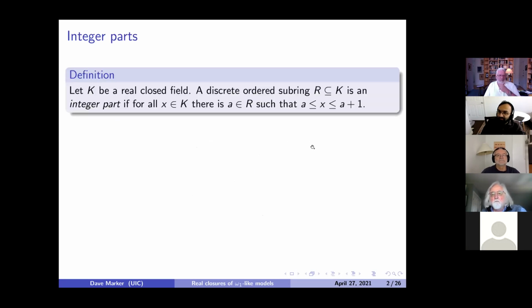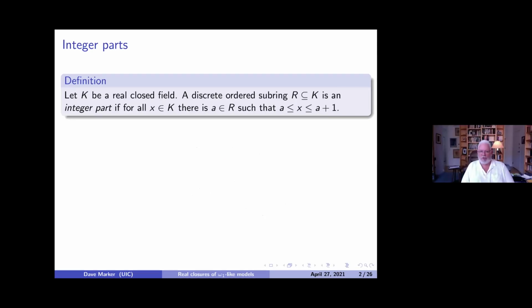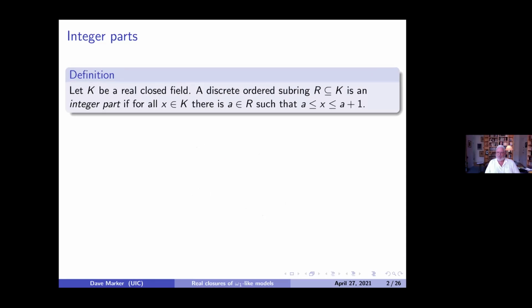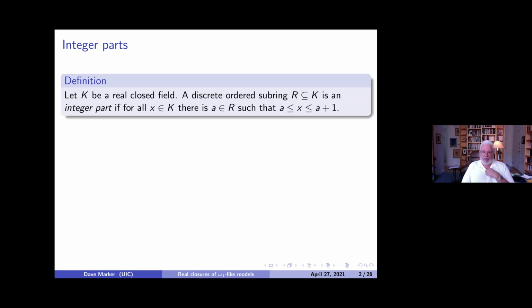Okay, so we start with the idea of an integer part of a real closed field. Let K be a real closed field. An integer part is going to be a discrete ordered subring. So discrete means that there's nothing between 0 and 1. And it's an integer part of the real closed field if for any element of the field, there's an element of the ring that's within distance 1 of it. Okay, so it sits like the integers sit in the reals.